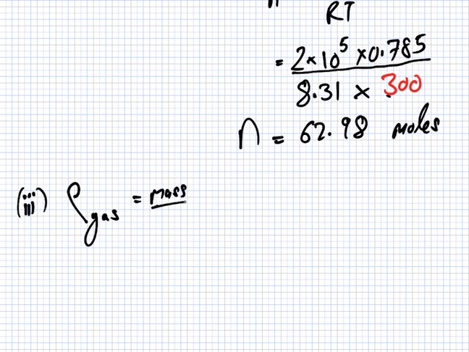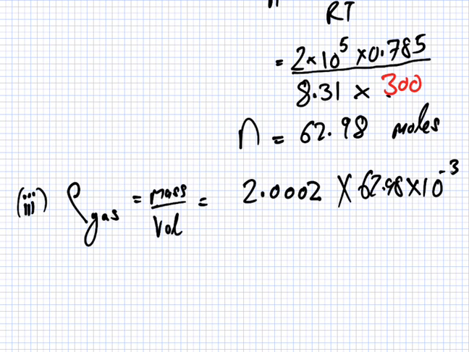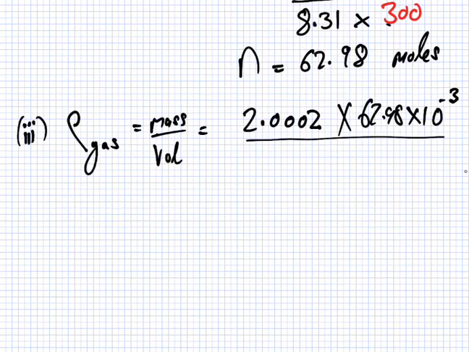So the density is the mass over the volume, which would be roughly about 2.0002, something like this for H2, multiply 62.98. Now don't forget this is in grams, so we have to do a 10 to the minus 3, all over, and what's my volume? 0.785. Okay. What do you get if you type that in exactly, please?